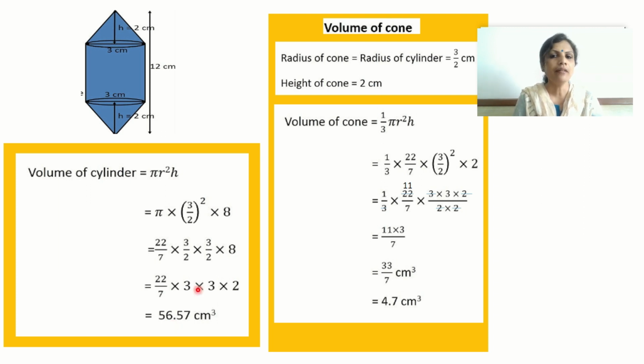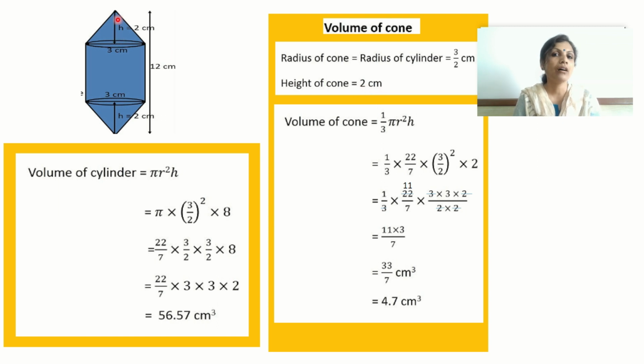So moving ahead, volume of a cone. Let's find out the volume of a cone. Check out the figure which is flashing there on the slide. From the figure we can make out that radius of cone and radius of the cylinder is equal, and that is equal to 3/2 centimeter. Height of the cone is given to us as 2 centimeter.